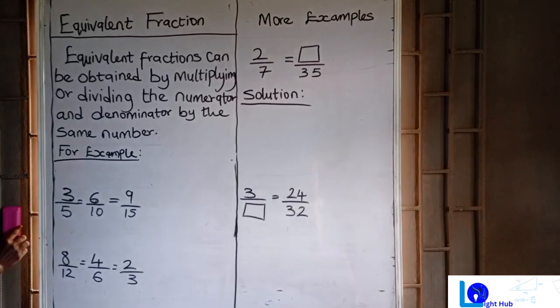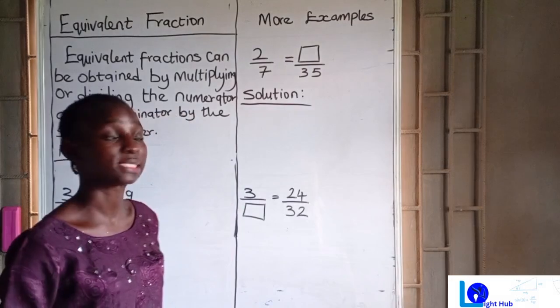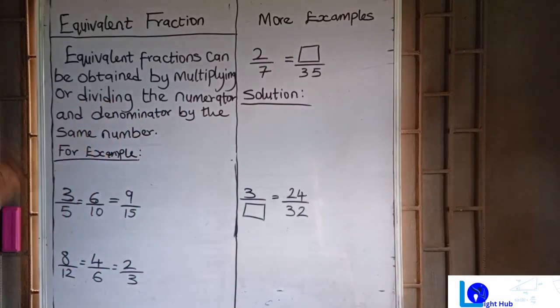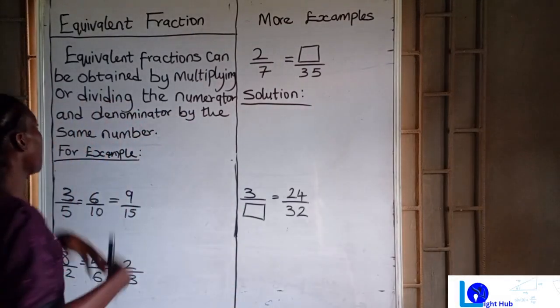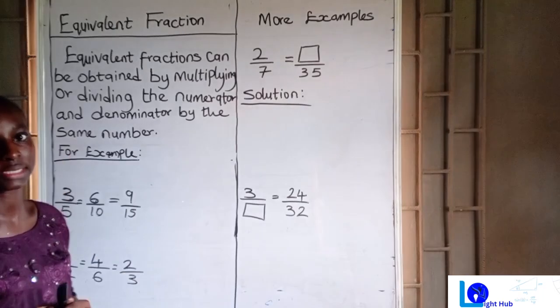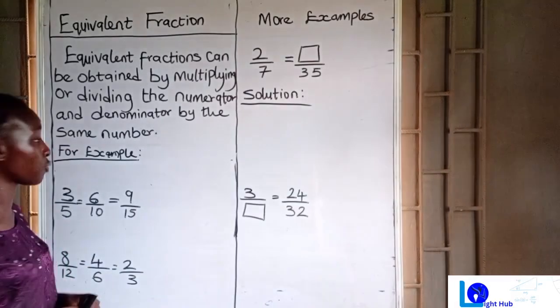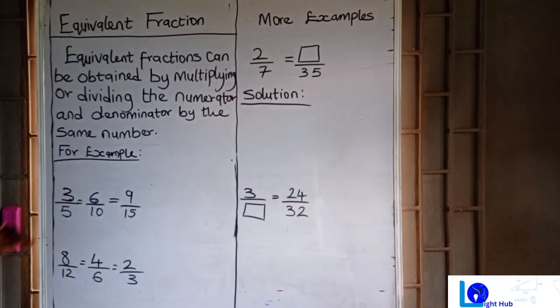Welcome to the workspace. I talked about equivalent fraction earlier. I explained what it is. So as I said earlier, equivalent fractions can be obtained by multiplying or dividing the numerator and denominator by the same number. I think by now we should be familiar with what numerator and denominator mean. Numerator is the top number, denominator is the number below.